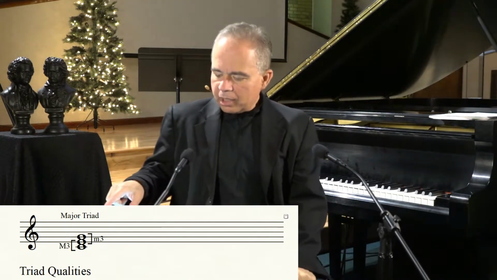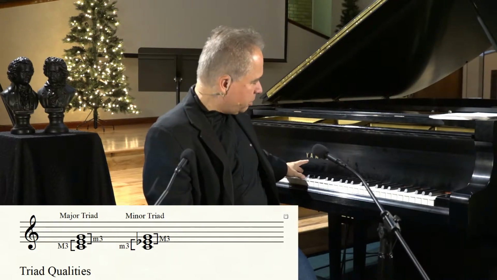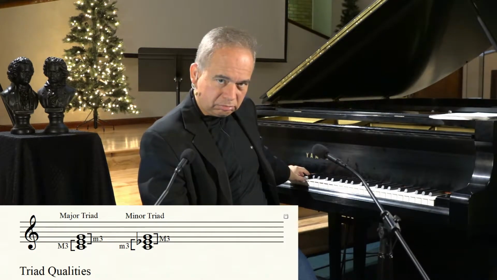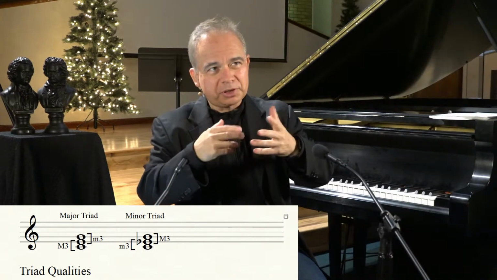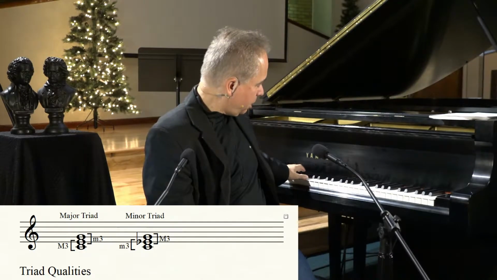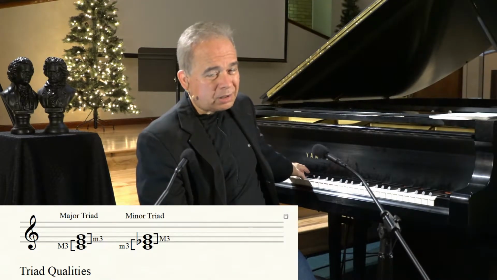Good. Now, if I move, for example, to a minor triad, I would reverse these two. I would have a minor on the bottom and a major on top. And all I have to do is move the E, the middle note, to an E flat. Okay? So now I've pretty much reversed these two qualities. I have a minor third on the bottom, C to E flat, and a major third on top.